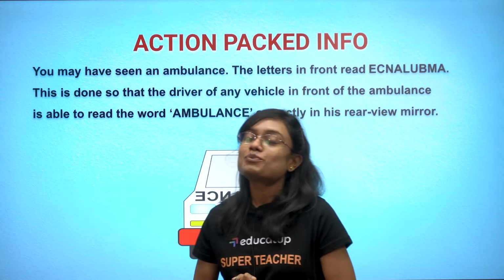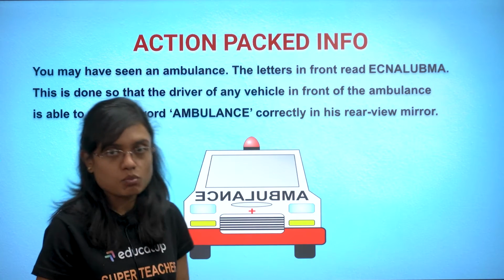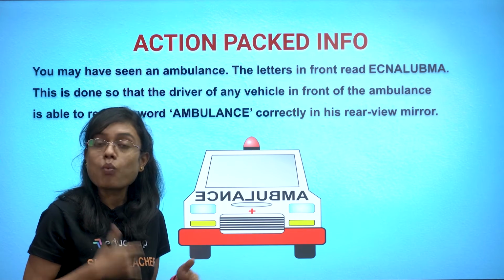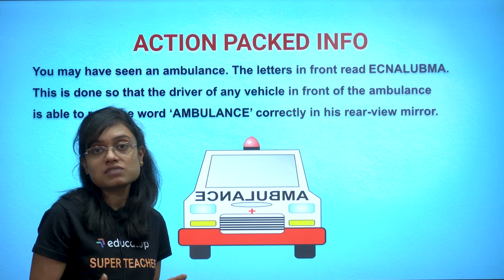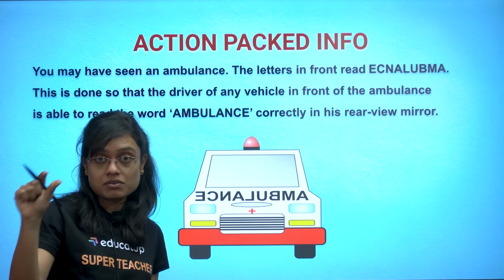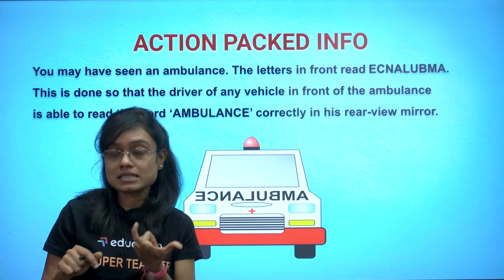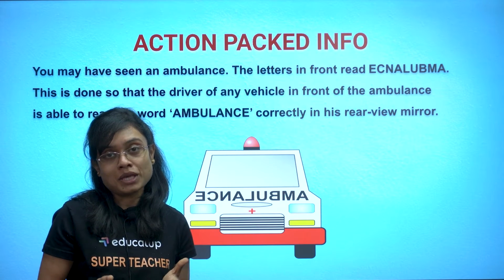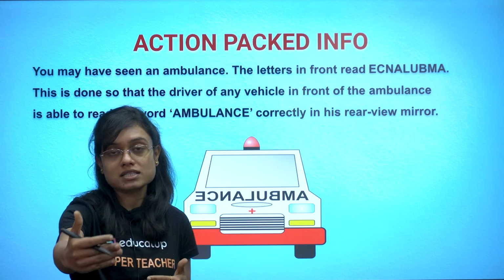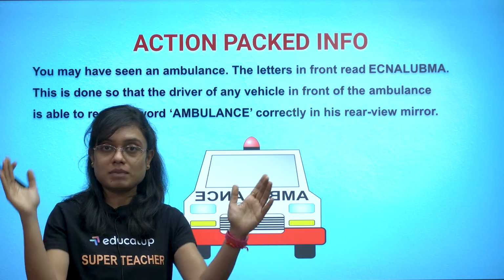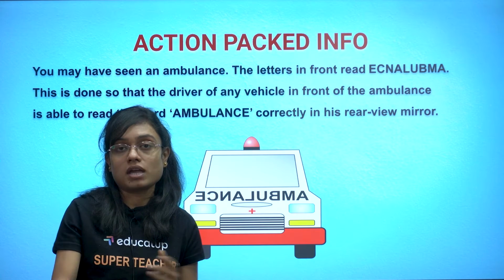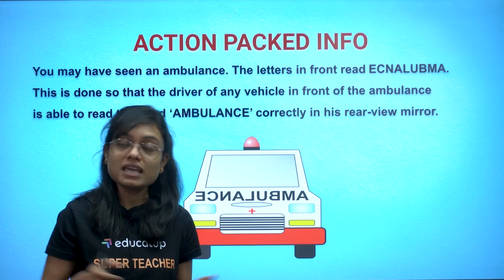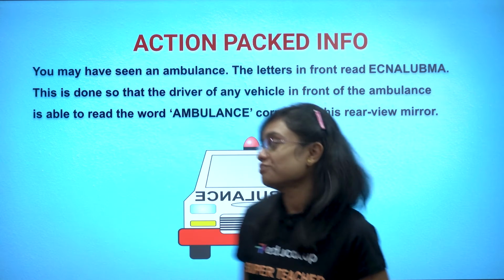Action-packed info, guys. You must have seen that on the ambulance, the word ambulance is always written in the inverted way. Ulta likha hota hai. Why is it so? So that the vehicles which are moving ahead of the ambulance, in their rear view mirror, can see the word ambulance properly, in the correct order. Because lateral inversion होता है मिरर्स में. So ये उल्टा लिखा है तो आगे जो गाड़ी जा रही है उसके rear view mirror में it will appear straight, सीधा दिखाई देगा. And the driver will get to know what is coming from behind? Ambulance. So one should give way to the ambulance. That is why. Let's move ahead.